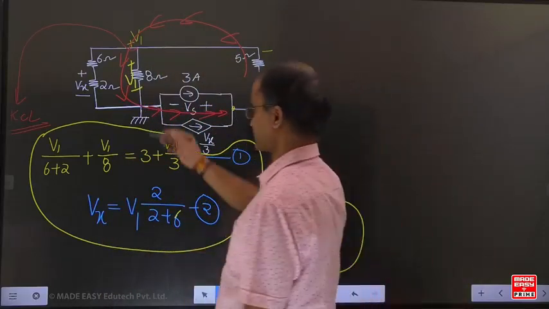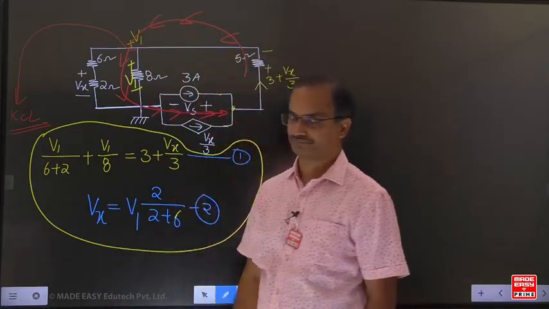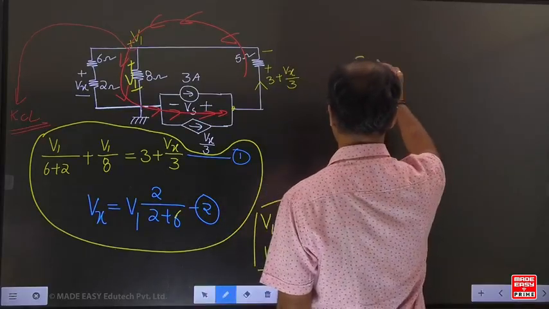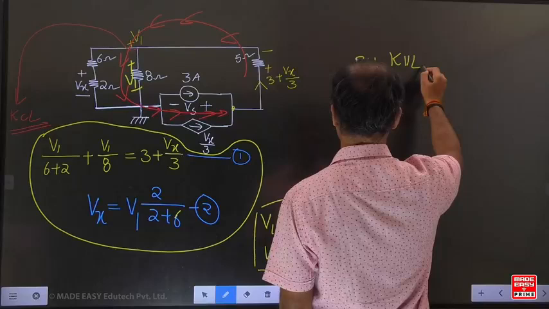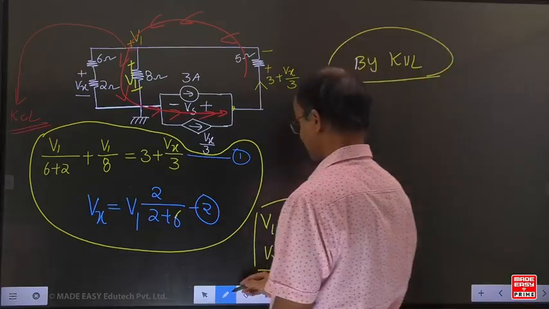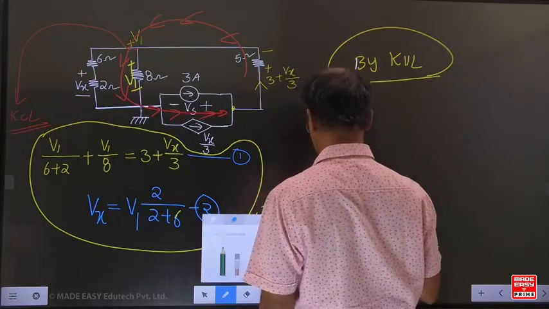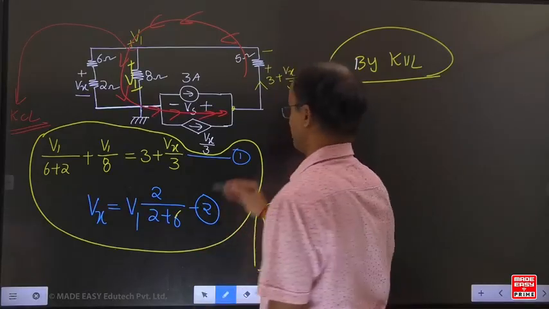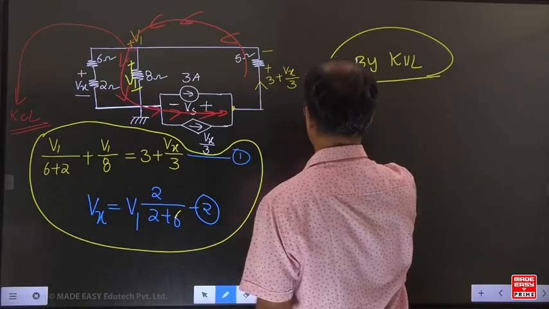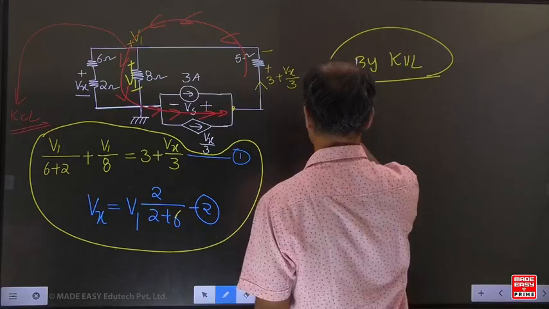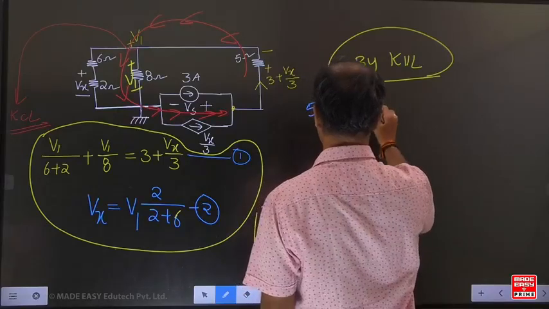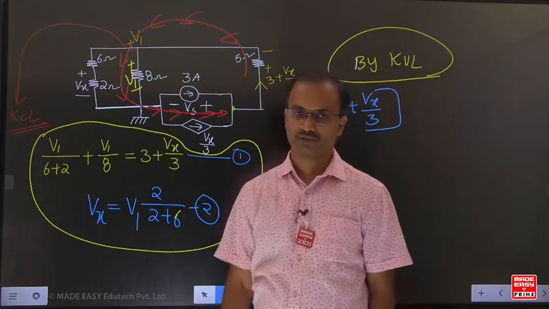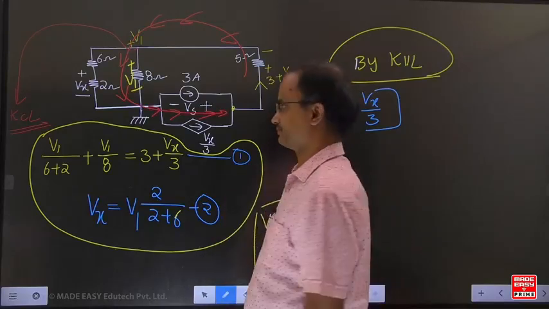Voltage across the 8 ohm resistor, how much here? V1. Now can you write the respective KVL equation? Now here the higher potential to lower potential is a voltage drop.